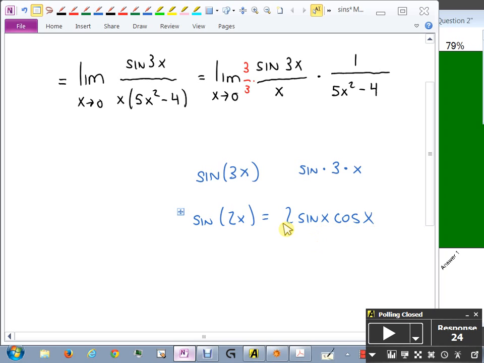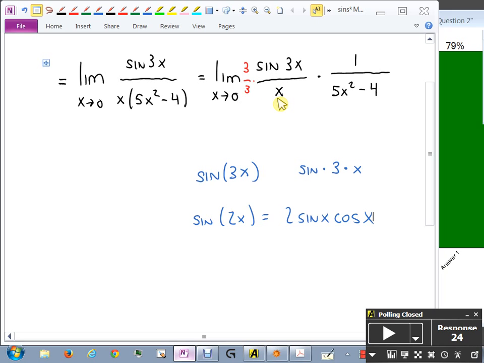That's the best you could ever do. Okay, look. I did not peel a 2 out. What did I do? I used a trig identity. So constants inside trig functions are stuck. That's why I have to force this on the bottom to be a 3x, because I can't control the 3x in the sine.